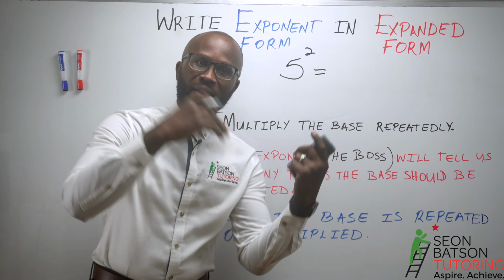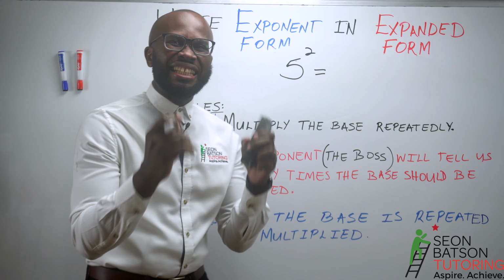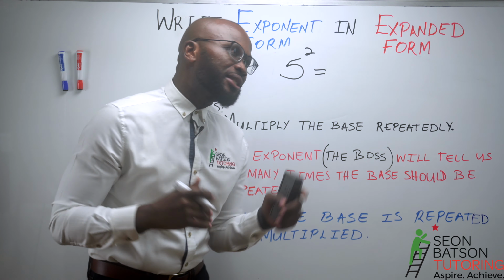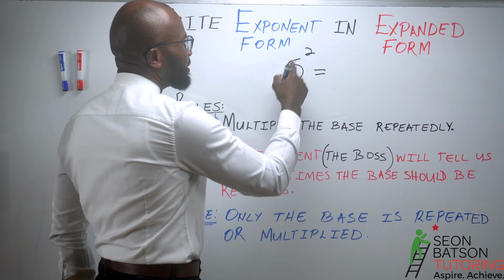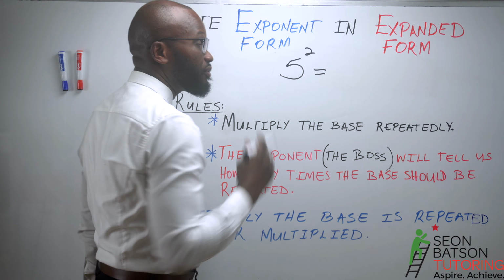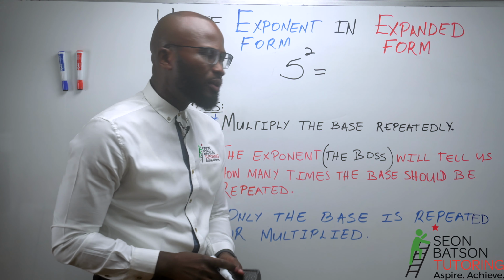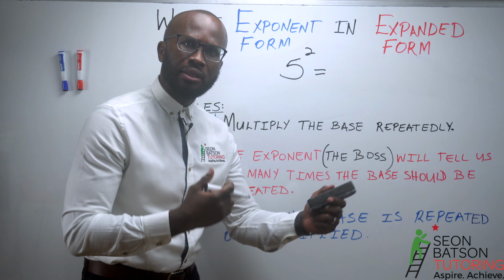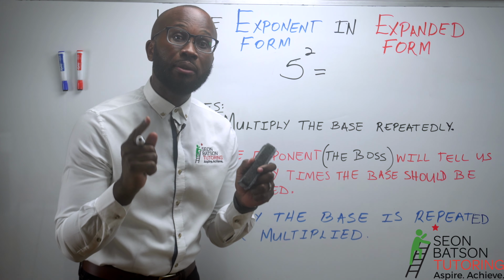All right. Welcome back. Listen, I know without a doubt that we will get the same answer. Let's go. So we want to write 5 to the second power in expanded form. What is the plan again? We will simply multiply the base by itself repeatedly. How many times should the base be repeated?